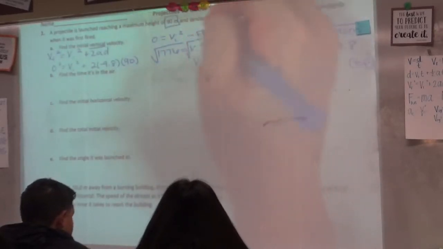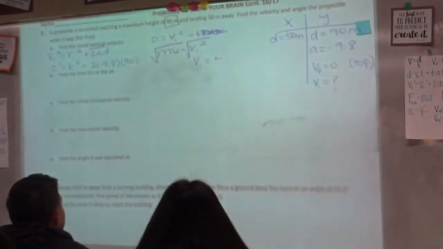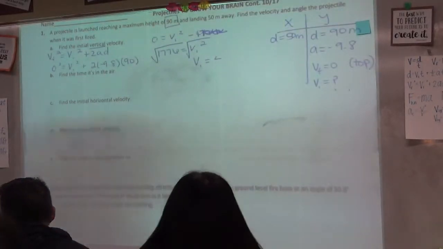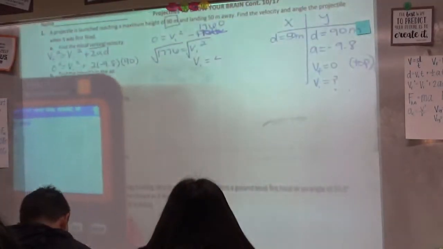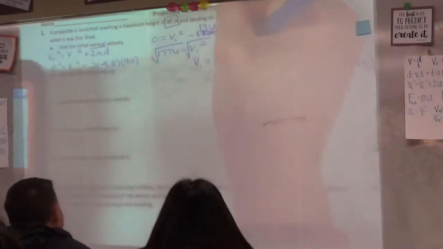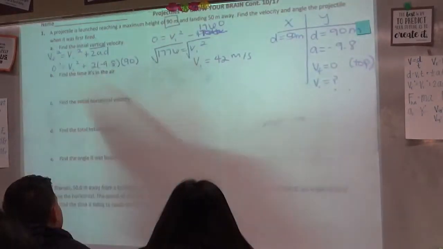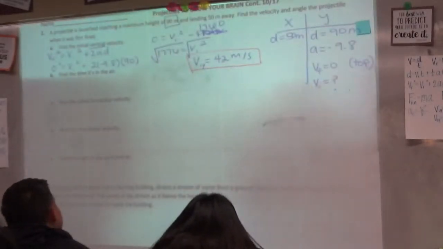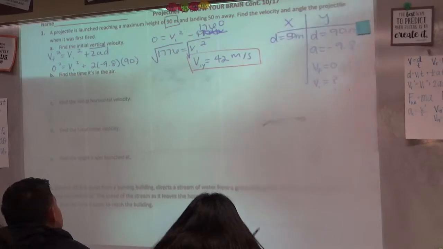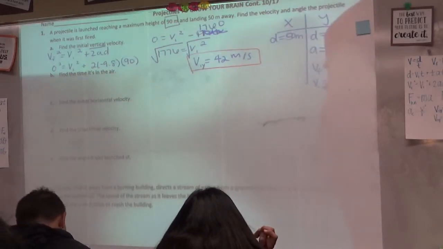I'm looking at my answer key. I have it totally wrong. Not totally wrong, but it's a tiny bit off. 2 times 9.8 times 90. Yeah, it's 1764. When you take the square root of that, you get 42. Okay, cool. Now, is that for x, y, or total? That is specifically in the y direction, right? We used all y numbers to find that, so we're going to put that in for VIY.